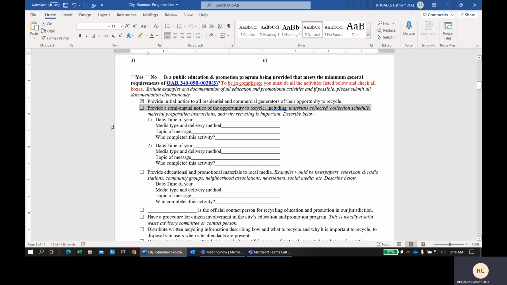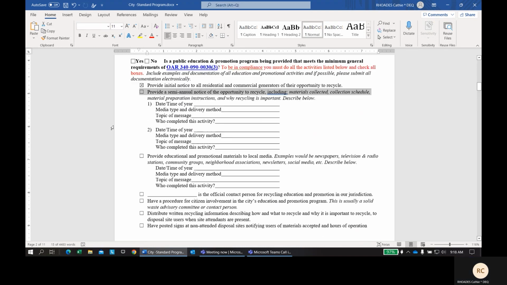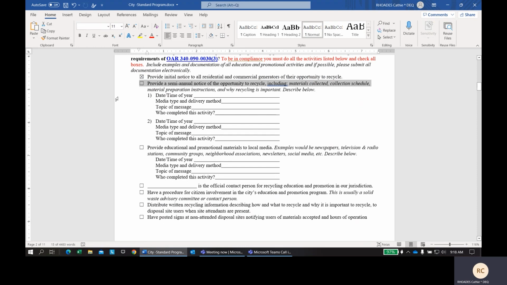Next, you're also required to provide a semi-annual notice of the opportunity to recycle. The information should include materials collected, collection schedule, how to prepare the materials, and why recycling is important. Since you need to do this twice a year, we have provided 2 spaces here for you to tell us how you're getting those messages out.